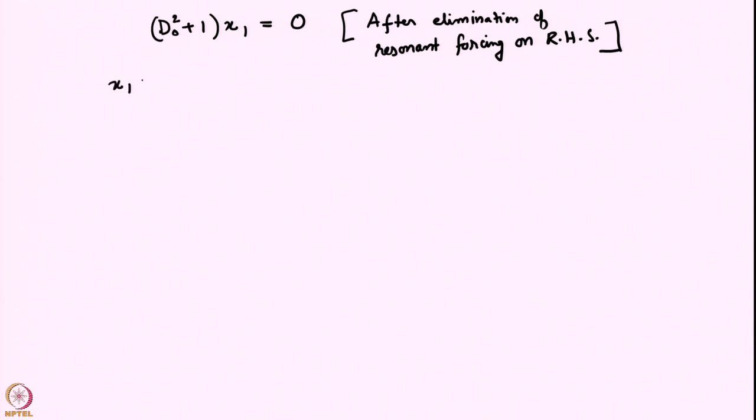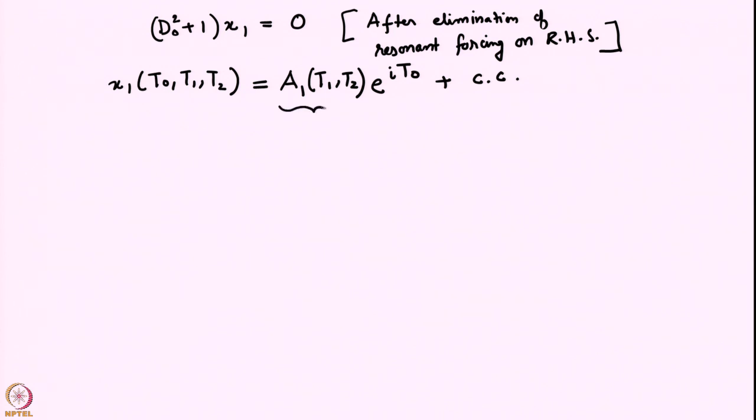Again, this is easy to solve. So X1, which is a function of T0, T1 and T2, can once again be written as some coefficient. Like before, at the lowest order I was using the symbol A0, now I will use the symbol A1, because this is order epsilon calculation. A1, a function of T1 and T2, into e to the power i T0, plus the complex conjugate of this part. Like A0, A1 is also a complex function of T1, T2. You give it 2 real numbers, it may give you a complex number. So this is in general a complex quantity, and because this is complex, we have to add its complex conjugate part to give us a real x1.